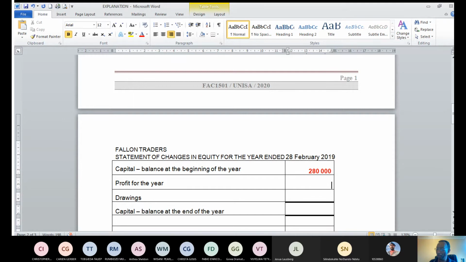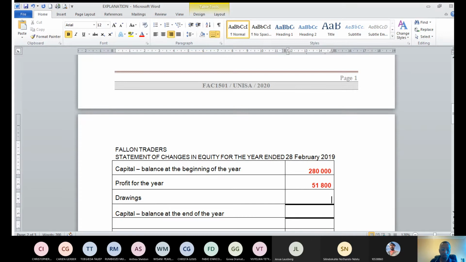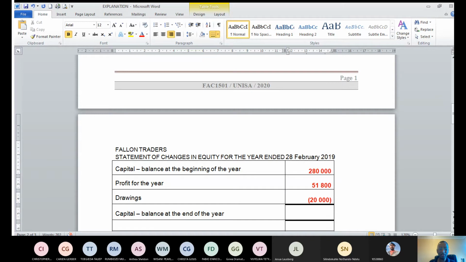Next, you bring into account the profit for the year. And the profit for the year, as calculated in your statement of profit and loss and other comprehensive income, amounts to 51,800 rand. You bring into account the drawings for the year, and the drawings for the year as per trial balance has accumulated to 20,000 rand, leaving you with an answer, the capital balance at the end of the year, 311,800 rand, and that is your statement of changes in equity.